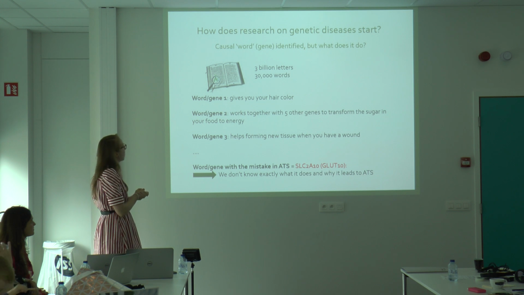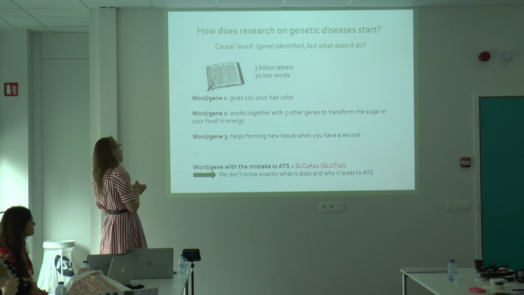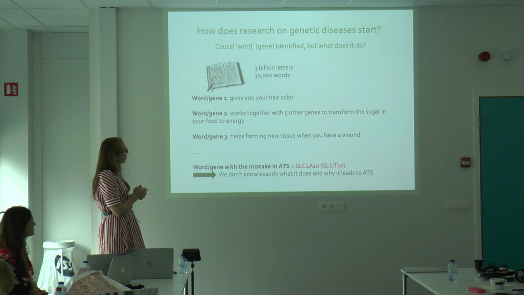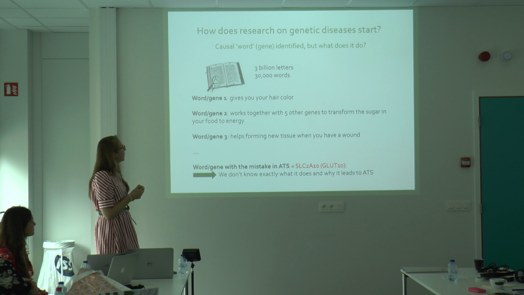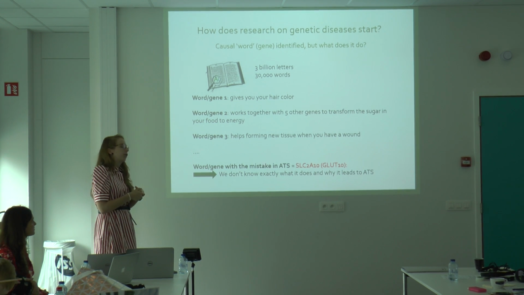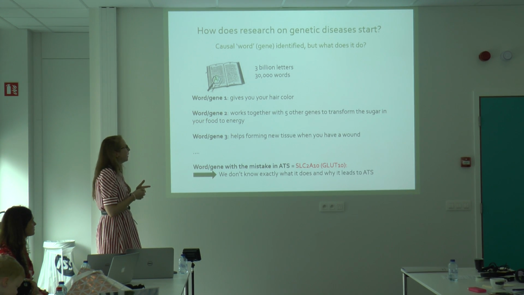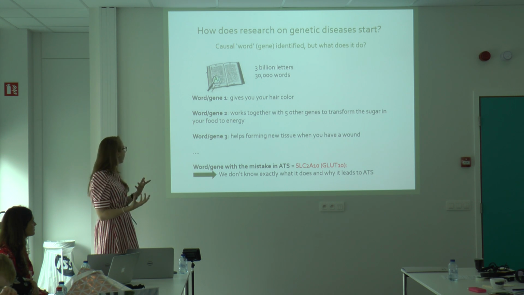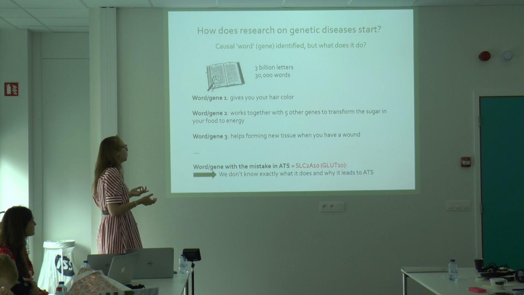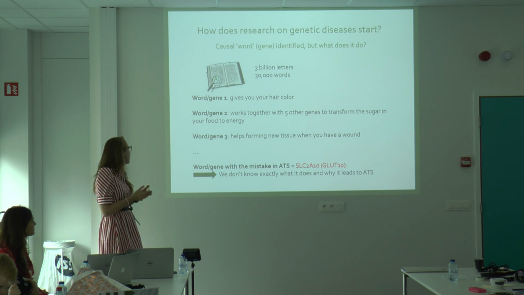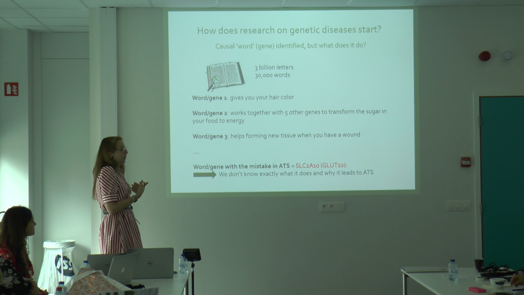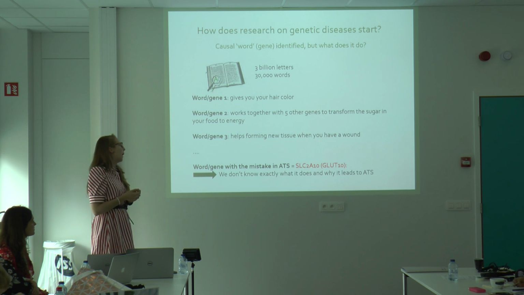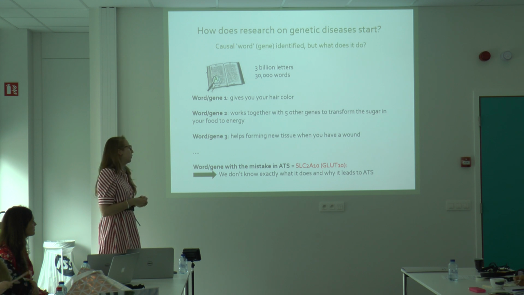So we go back to the book to understand it a bit better. In the book, there are about 30,000 words, so 30,000 genes. You know, certain genes give you hair color, other genes work all together, so they can transform the sugar in your food to energy. Other words help you to form new tissue when you have a wound. And the word in which the mistake is in ATS is the SLC2A10 gene, and another name for it as a protein is GLUT10.